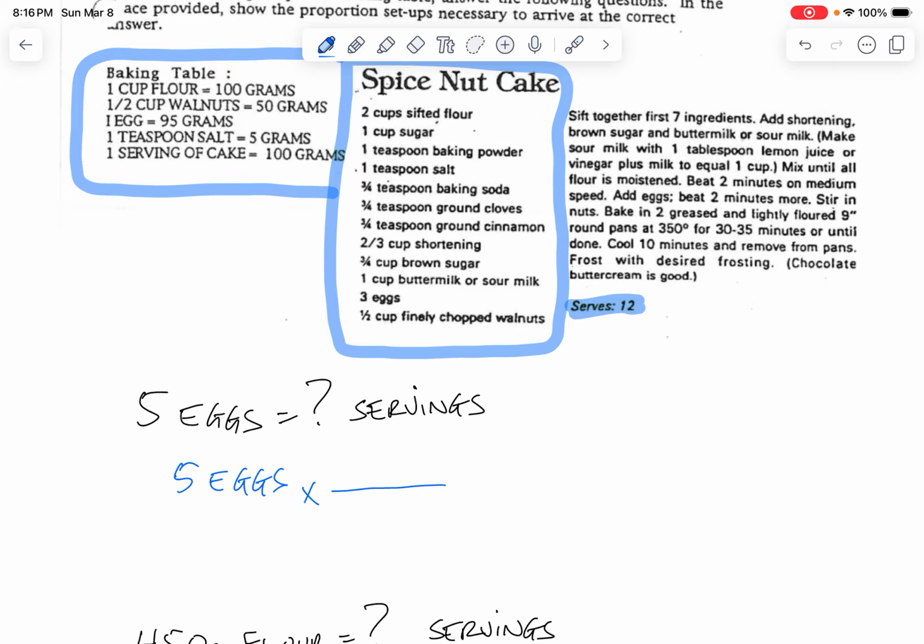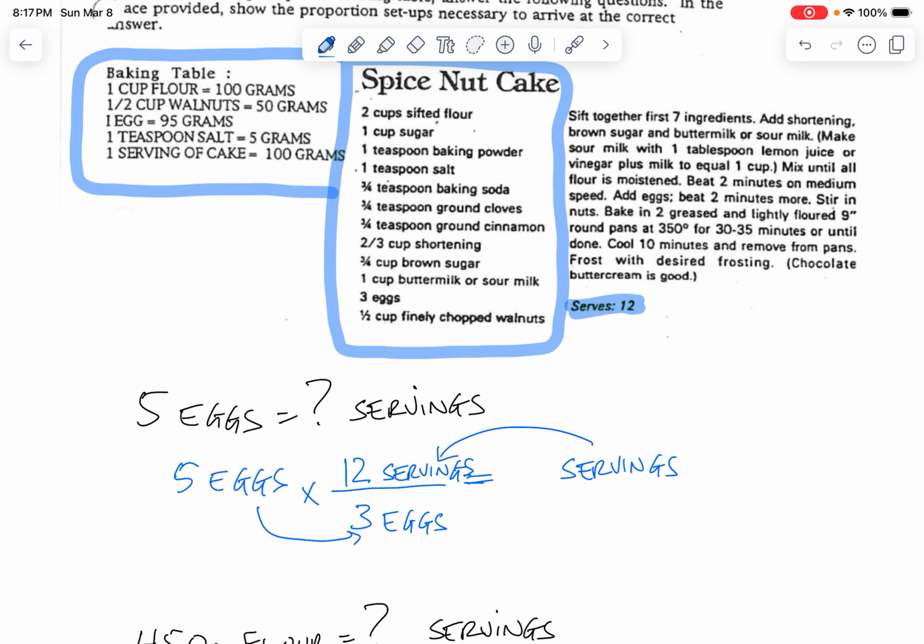The way that dimensional analysis works is that I'm going to take these units of eggs and put them on the bottom. And then the thing that I want to find out is servings, so servings goes on the top. I can do this because I know there's a direct relationship between eggs and servings, so I just need one conversion factor. From the recipe, for every 3 eggs, I'm going to make 12 servings.